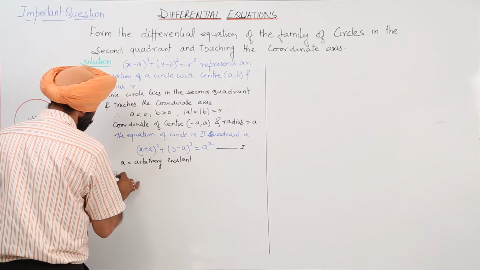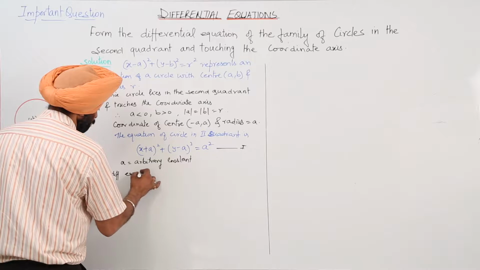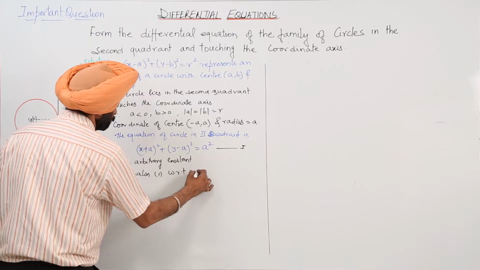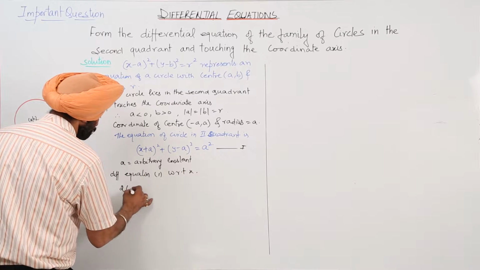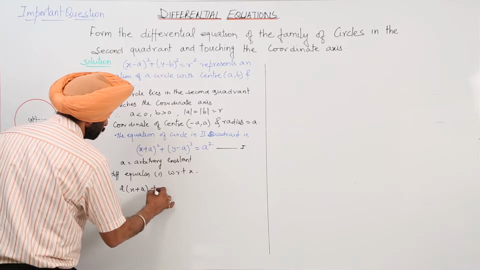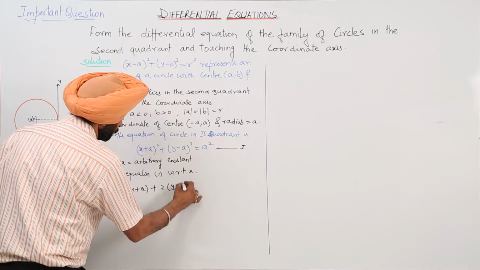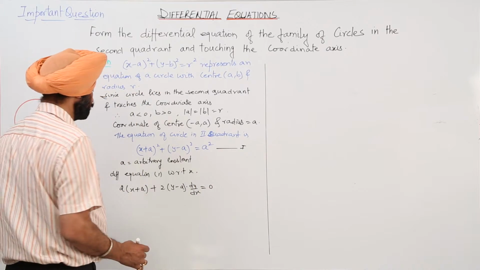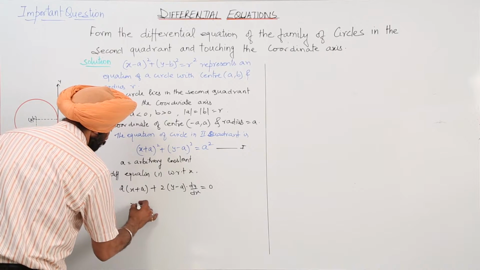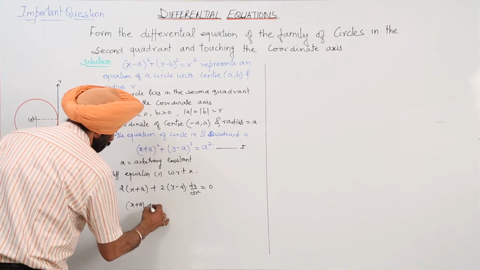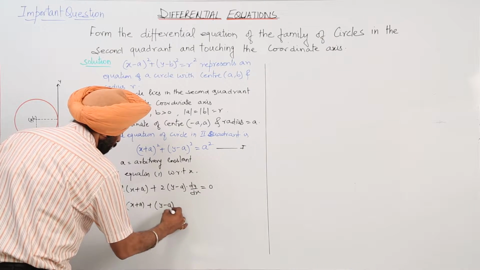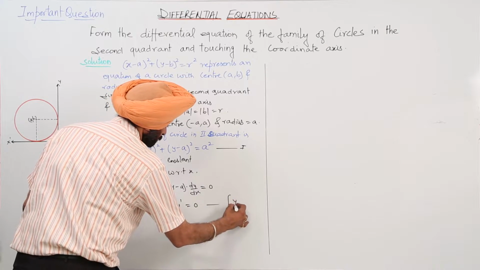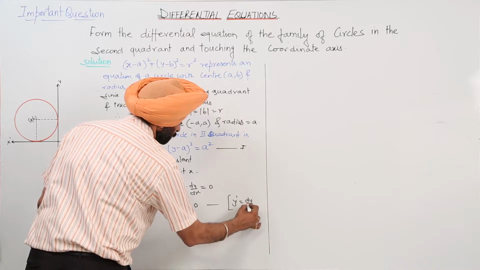Now, differentiating equation 1 with respect to x, 2(x plus a) plus 2(y minus a) dy by dx is equal to 0. So, (x plus a) plus (y minus a) y' is equal to 0, where y' is equal to dy by dx.